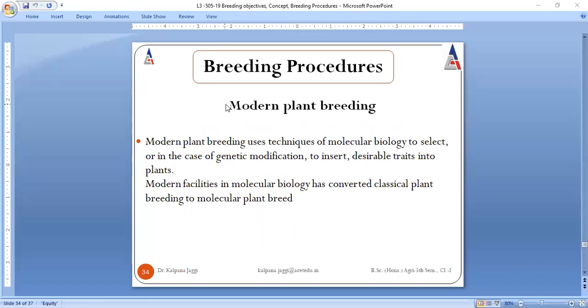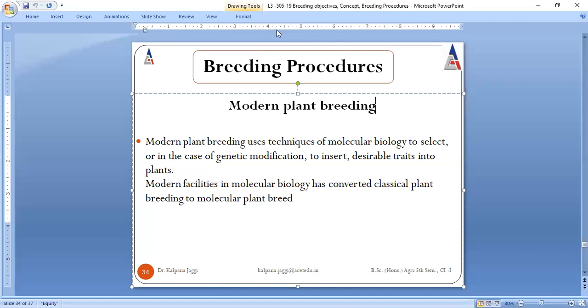Now next is modern plant breeding. Modern means certain technologies are now introduced along with plant breeding, and the technology used is molecular biology. Molecular biology is the one that goes for the genetic modification, and it is required to select and insert the desirable traits into the plant. Because when you are talking about breeding, you are talking about the modification of genes.